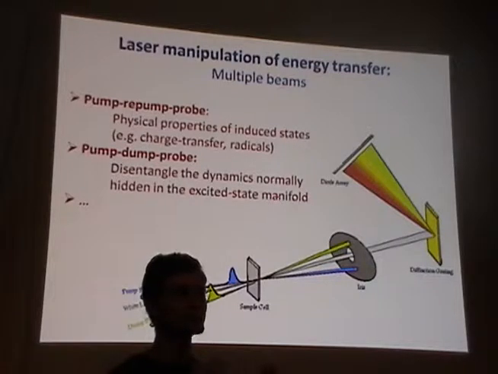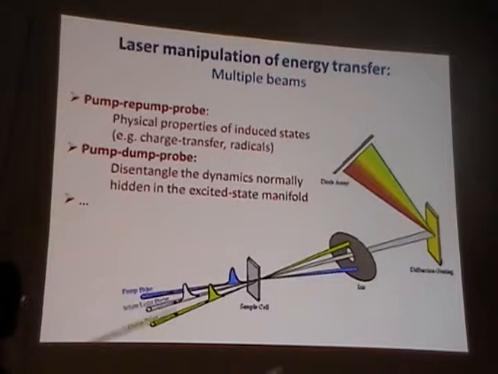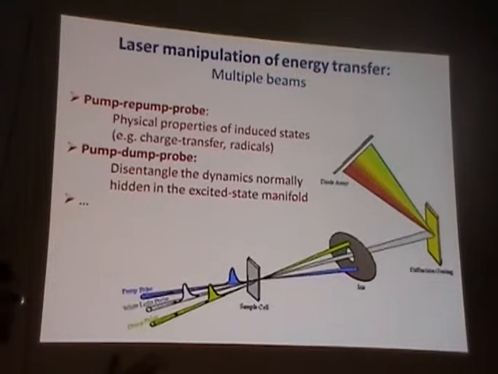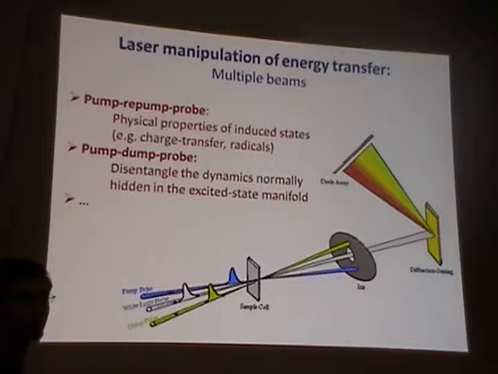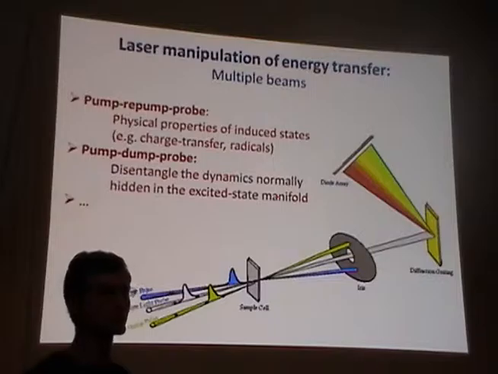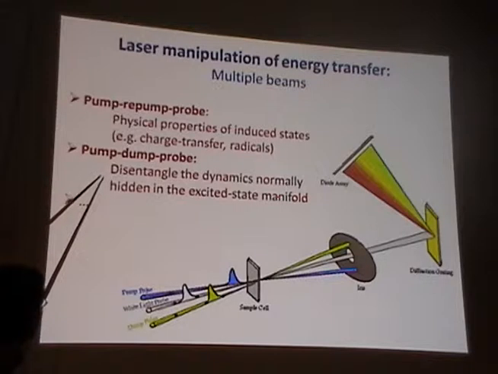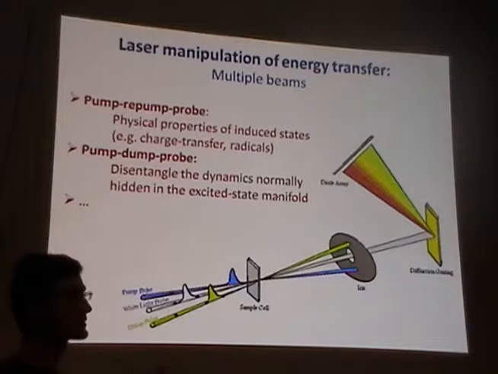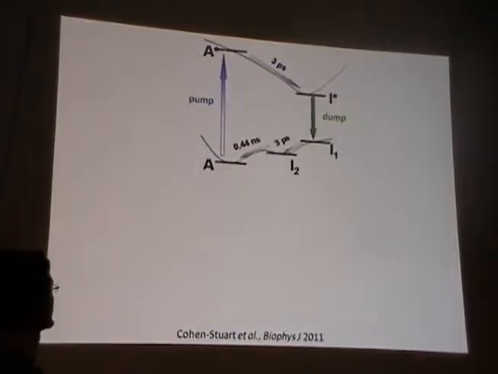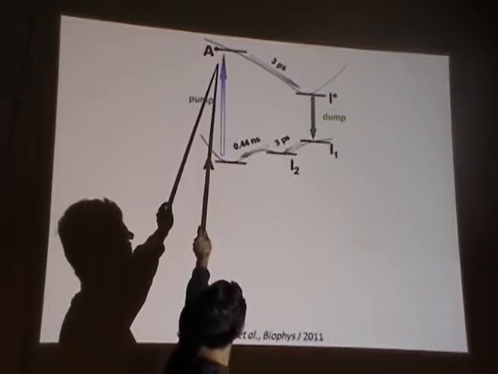You can have a look at multiphoton processes, annihilation processes. For example, if you have two excitations in a system, they will annihilate each other. If you have singlet annihilation, singlet-triplet annihilation, triplet annihilation, there's a whole bunch of things you want to investigate. And then you can also dump some fraction of your excited state population, and then look especially at how the system equilibrates. This will give you more information about different exciton states in your system. So in this case, you can disentangle the dynamics that are normally hidden in the broader excited state manifolds.